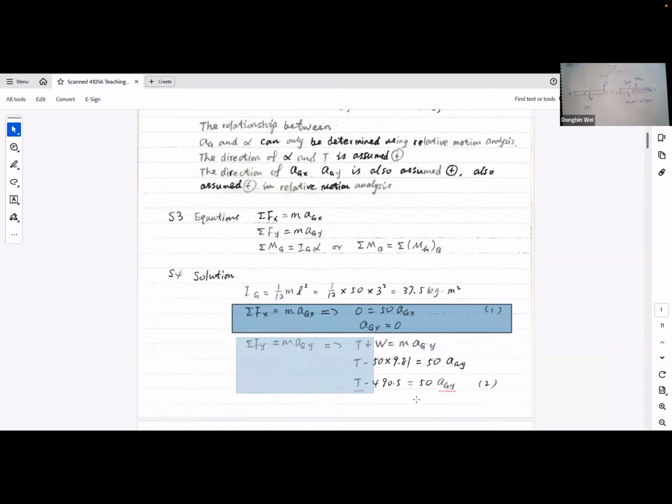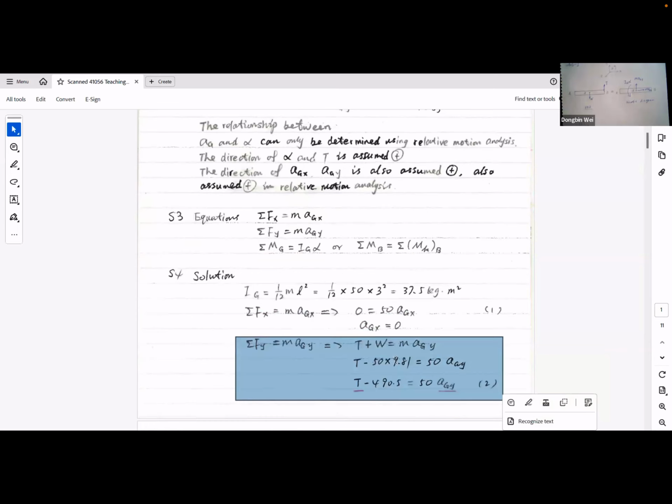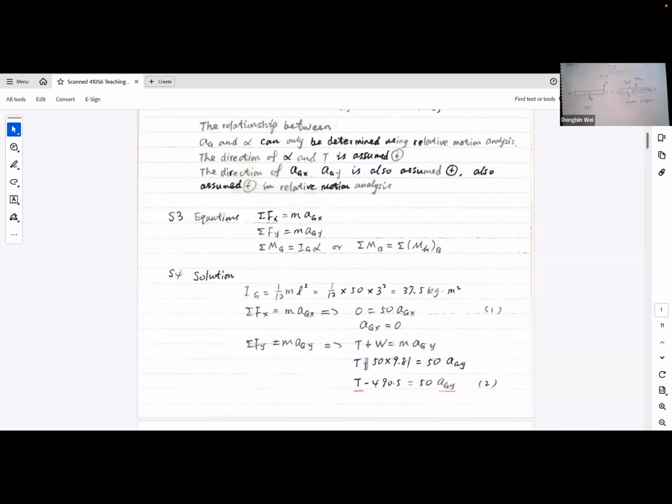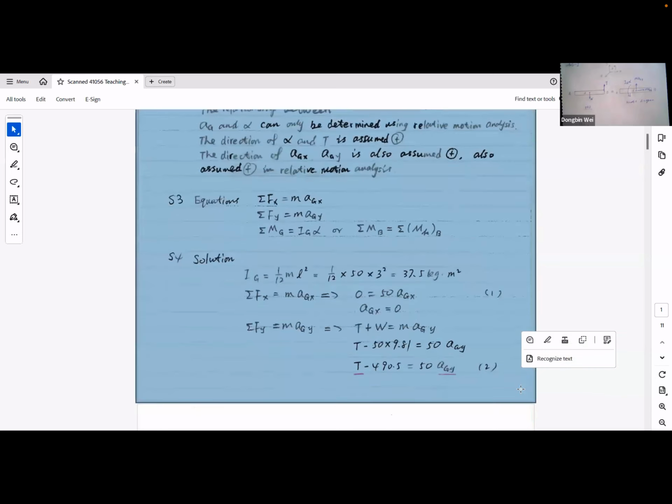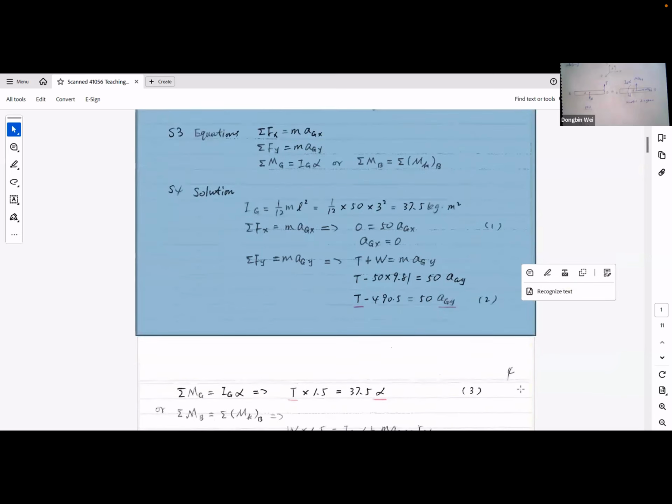For translation component along y direction, we can establish our second equation. And in this one here, in the free body diagram, you can see T is upward, so it should be positive, and W is negative, so we give a negative sign before W. We already know W. And then, finally, we have this second equation, and in this one here, we have T, we have AGY, these two unknown.